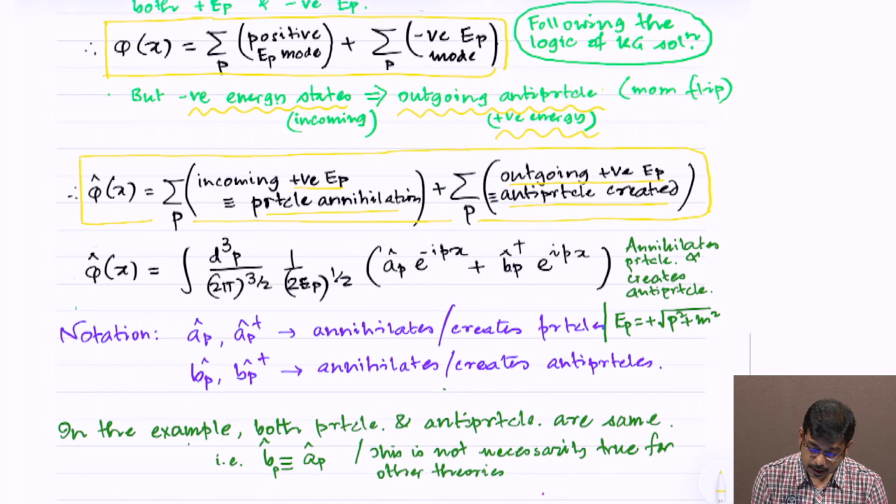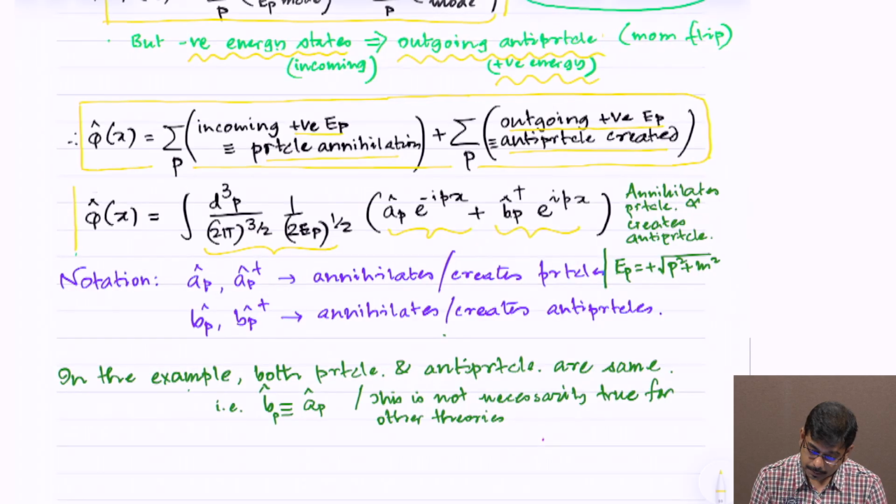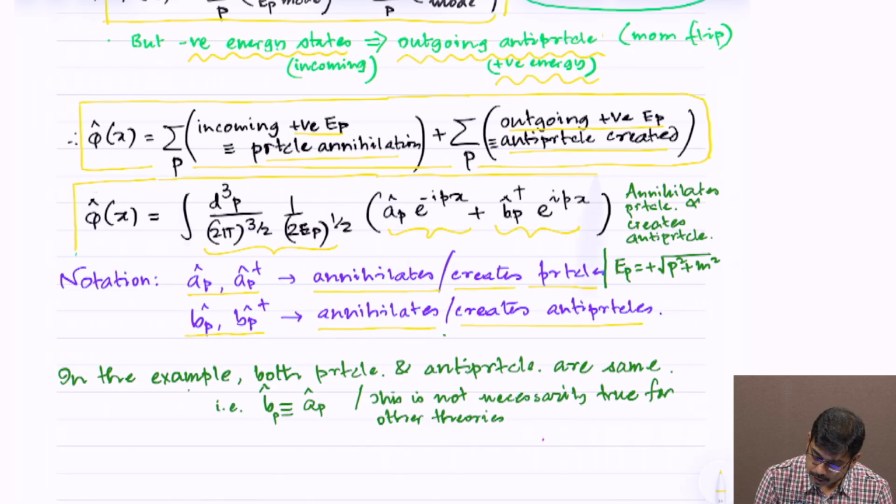So, in general, φ(x) has to be written in terms of this measure which we talked about in detail, d³p/(2π)^(3/2) times 1/(2E_p)^(1/2), with A_p e^(-ipx) plus B_p† e^(ipx), where we say that A_p and A_p† annihilate and create particles, whereas B_p and B_p† annihilate and create antiparticles. So, I should write φ(x) as something which annihilates a particle and creates an antiparticle. This is responsible for annihilating the particle, this is responsible for creating the antiparticle.